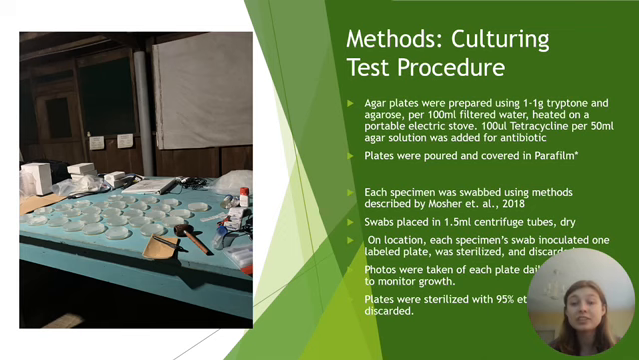And our first test was the culturing test. We prepared agar plates using tryptone, agarose, filtered water, and tetracycline antibiotic in order to possibly grow chytrid fungus on. Then we went out and collected swabs from different specimens out in the field, brought those swabs back and inoculated the plates with those swabs, and then we let those sealed plates sit for a few days to see if the fungus grew on each of them.